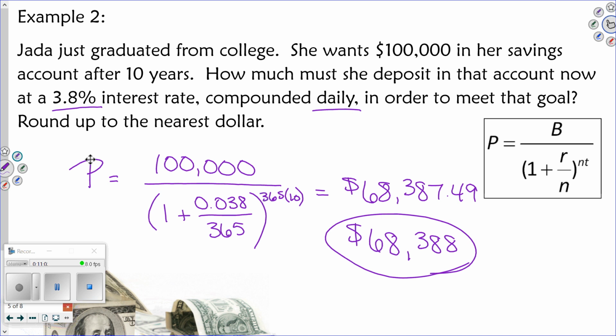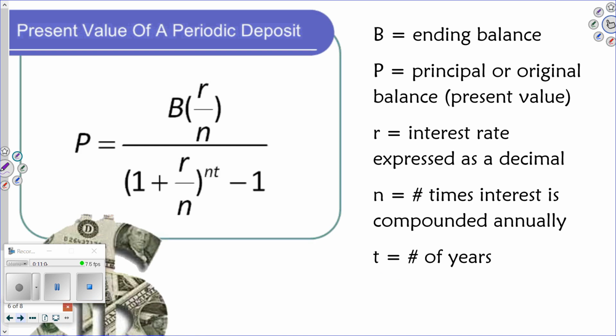All right, and then the next part is a periodic deposit. So instead of me just taking a single lump sum and putting it in the bank, now like every week I'm putting money in, or every month, or every quarter, or twice a year. I'm constantly putting money in it. Not just a one-time deal and done.